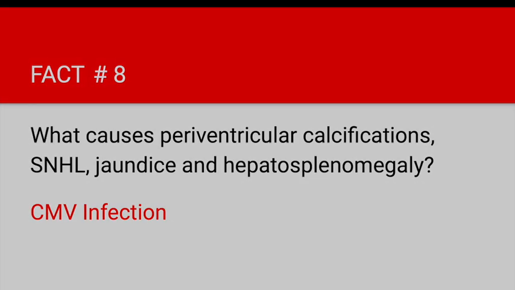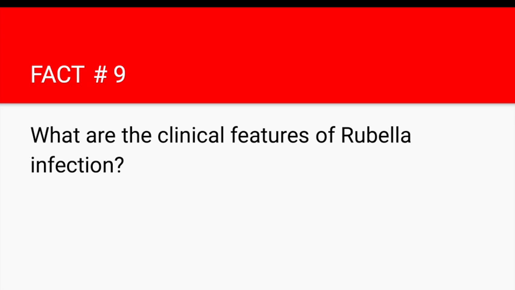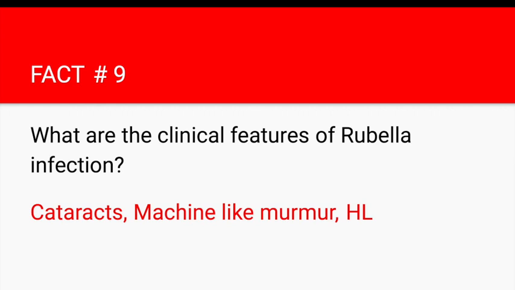What are the clinical features of rubella infection? Cataracts, a machine-like murmur, and hearing loss. And of course, this machine-like murmur is a PDA or patent ductus arteriosus.